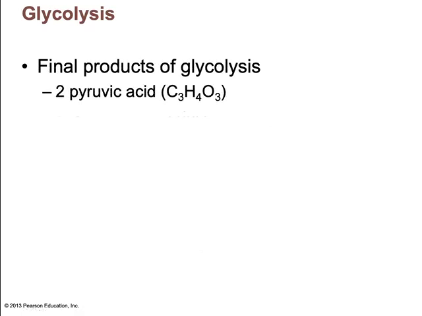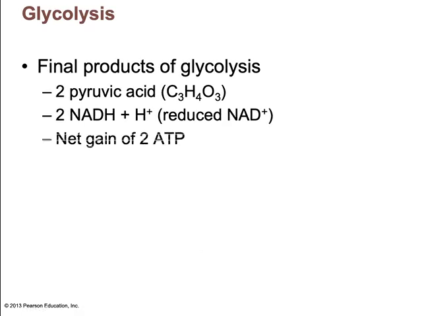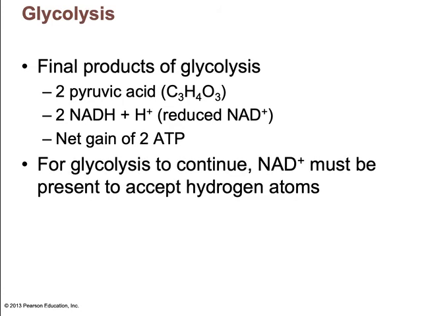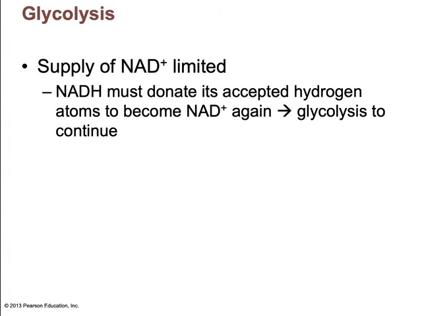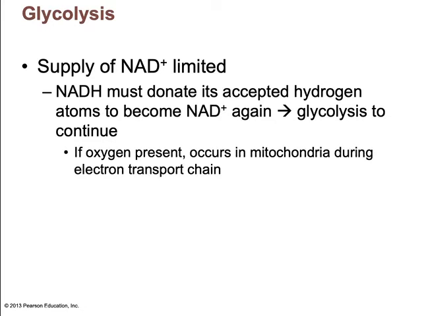The final products are 2 pyruvates, 2 NADHs, and a net gain of 2 ATP. In order for glycolysis to continue, you've got to have NAD around in order to accept hydrogen atoms and continue the early phases of the pathway. The supply of NAD is a limiting reagent. NADH has to donate accepted hydrogen atoms to become NAD again. That happens at the electron transport chain, and that lets glycolysis continue.